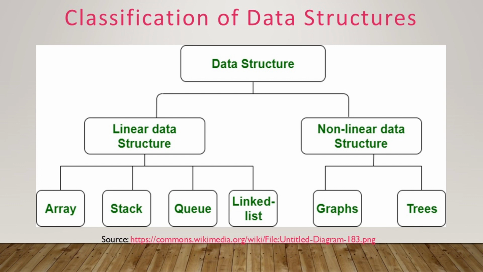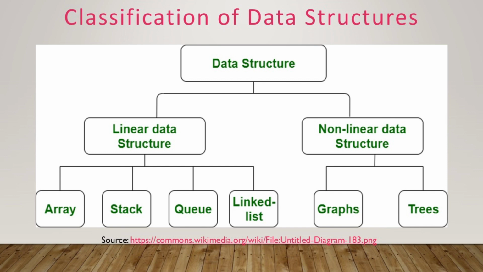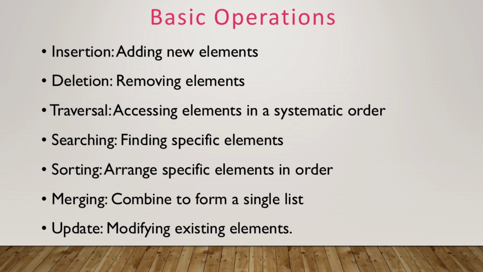Now we will be moving on to non-primitive data structures, and then we can have linear and non-linear structures. Under linear structures we may have stacks and queues. Under non-linear structures we may have graphs and trees, and so on. Okay, so we may have different kinds of data structures, like arrays, linked lists, stacks, queues, and then trees and graphs.